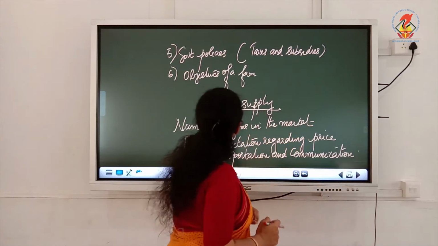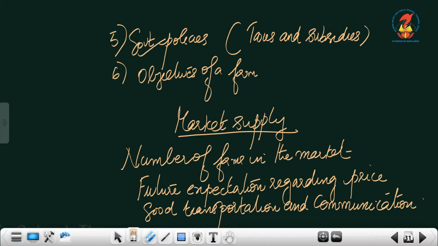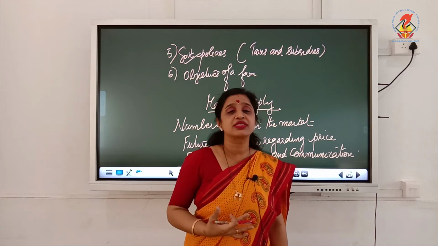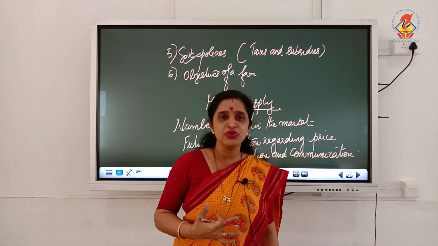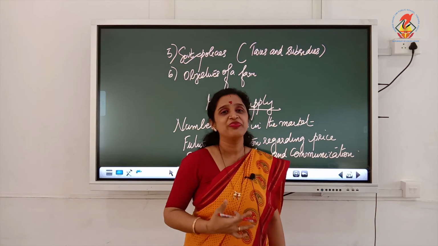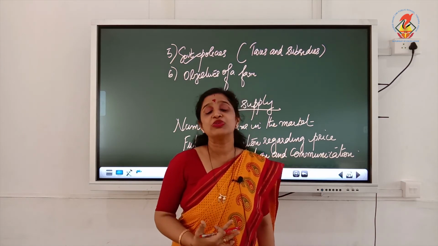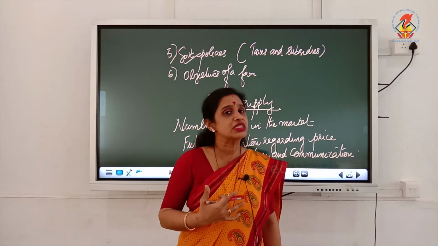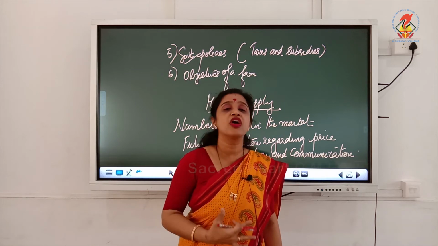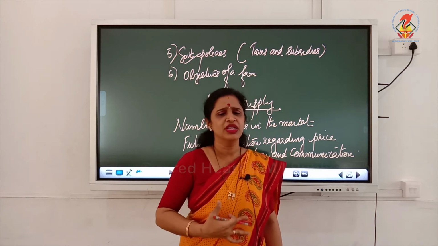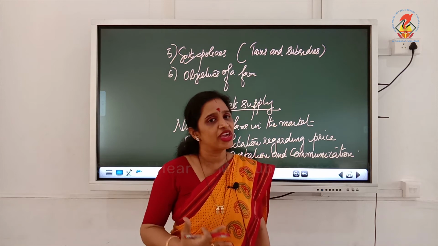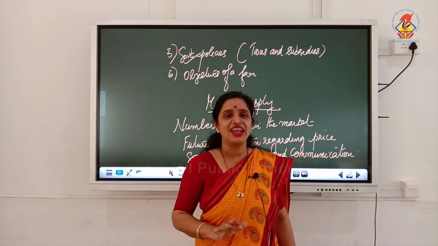Now, the next factor is government policies. Government policies play a very important role in the supply process. If the government is giving very favorable tax concessions and subsidies to the producers, producers will be encouraged to produce more and more in the market. Therefore, supply will be more if the government policies are favorable. If the government policies are not favorable, supply will be less.